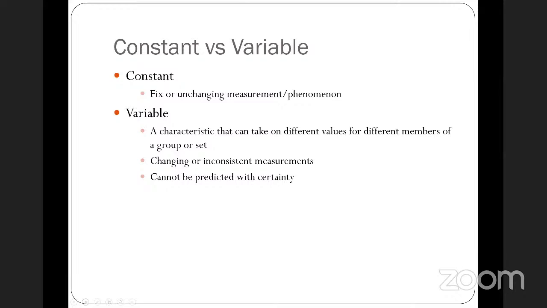Have your quantitative variables versus your qualitative. Quantitative, you are dealing with numbers here.